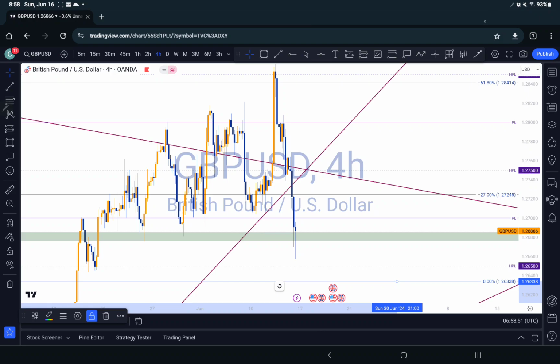Retest of that trend line and zone right here for it to continue to push to the downside. So first of all, this should be like our first point of interest number one. Then if that fails, then this will be our point of interest number two. So that's how I like to take my stuff one step at a time.